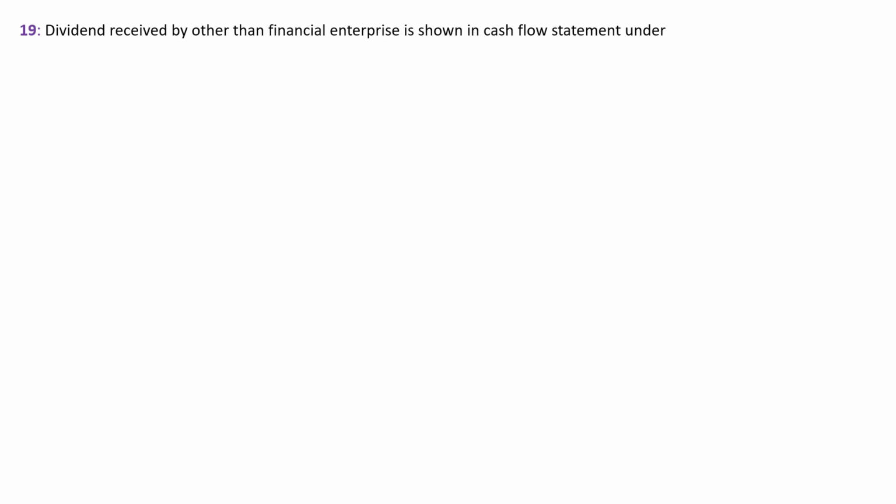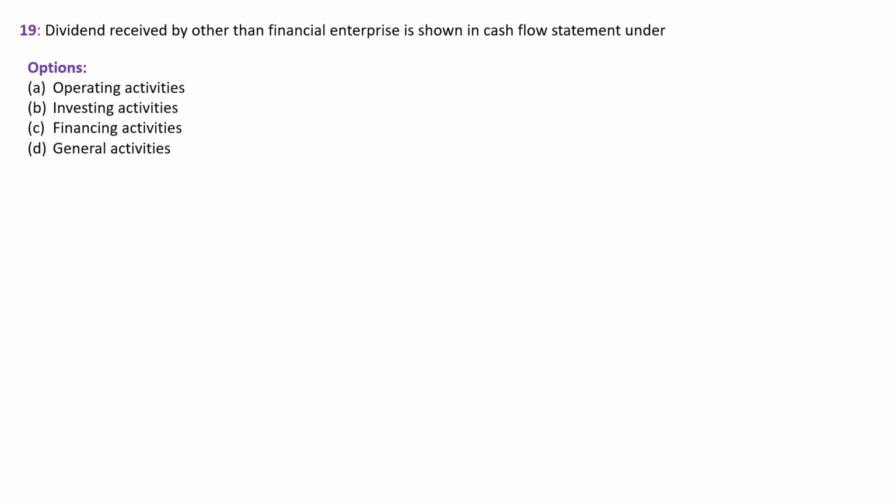Question number 19. Dividend received by other than financial enterprise is shown in cash flow under what? Option A operating activities, B investing activities, C financing activities, and D general activities. So the answer is investing activities, because when you invest in the stock market and you get dividend on that, it is an investing activity.